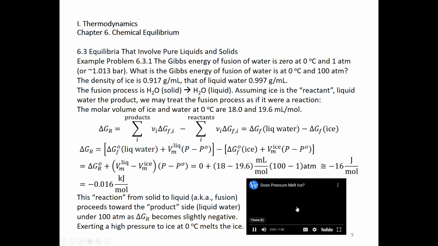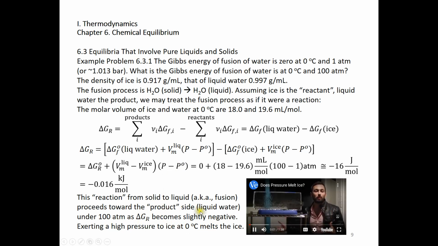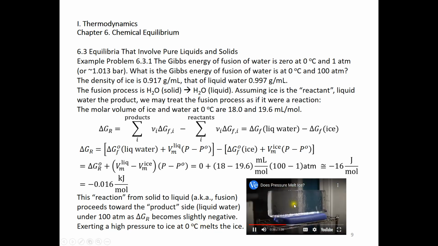So this is a YouTube video. For copyright issues, I'm going to try to demonstrate something called regelation, which is where you provide a pressure onto ice and that turns it into water. But after that pressure is removed, it freezes again. So over here, there's a wire. It's actually a string from a guitar.